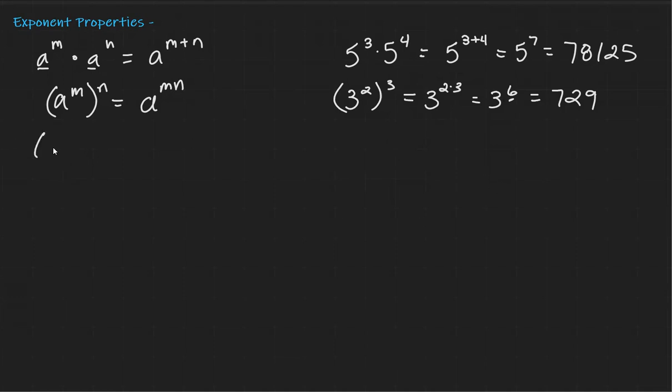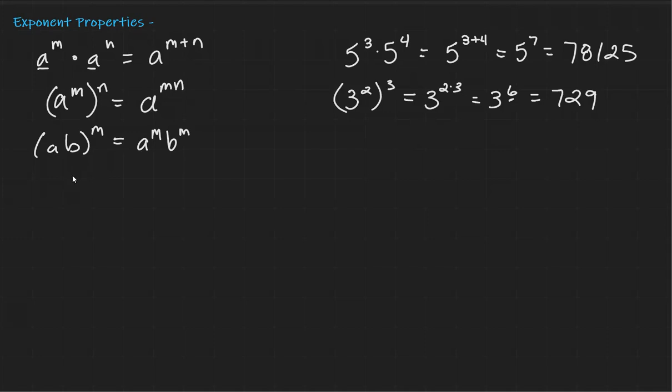Next one, I take two different things, right? And when I say thing, I can be referring to a variable or to a number, right? We're just kind of using generic letters for right now. And I raise it to a power, then I can go ahead and quote unquote distribute that power. So it's a to the m times b to the m.